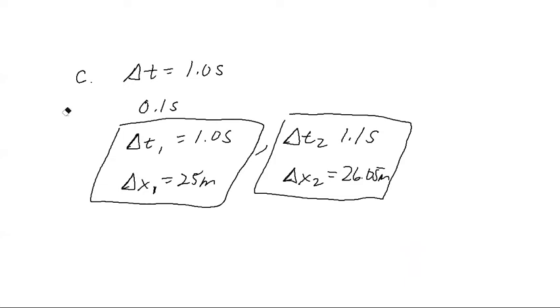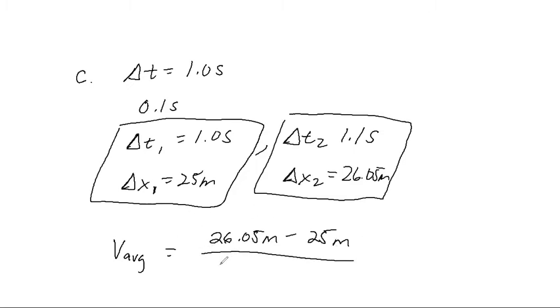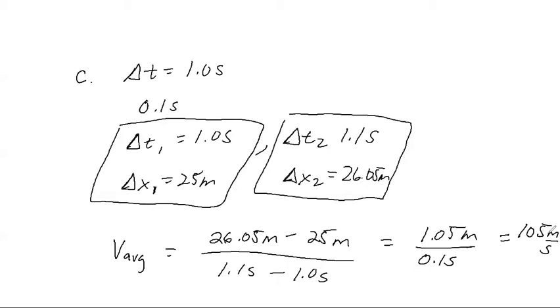All right, so our V average equals 26.05 minus 25 meters. This is delta x, and delta t would be 1.1 second minus 1.0 second. This will give us 1.05 meters divided by 0.1 second, and that's going to be 10.5 meters per second.